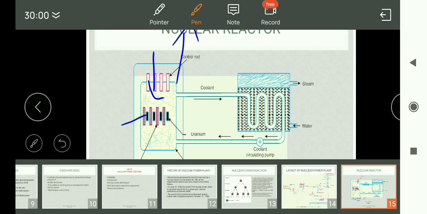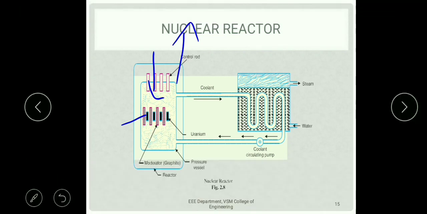From the exam point of view, it is very important. The principle of operation of a nuclear reactor is very important. So you must draw this diagram very neatly. This is a very important question from the examination point of view.